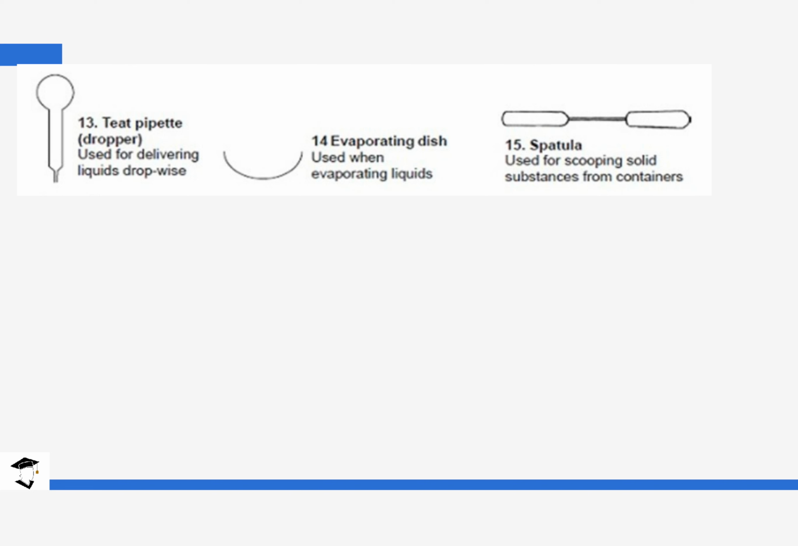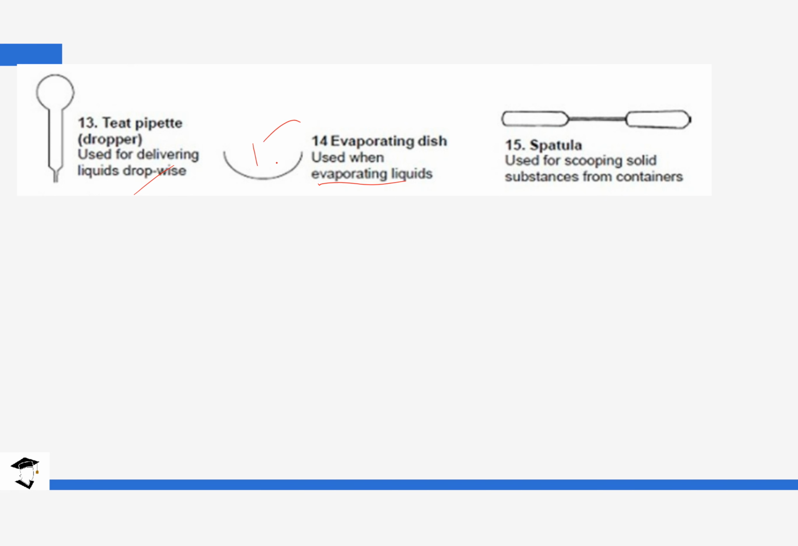And then next we have the teat pipette, evaporating dish, and the spatula. The teat pipette is used to deliver liquids dropwise. It comes in glass form and also in plastic form. And then the evaporating dish, we usually also call it evaporating basin. It is used for evaporating liquids.